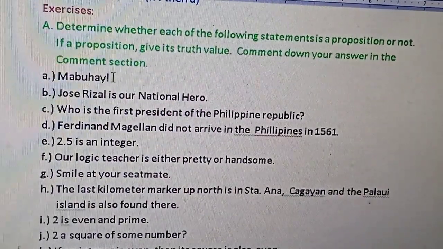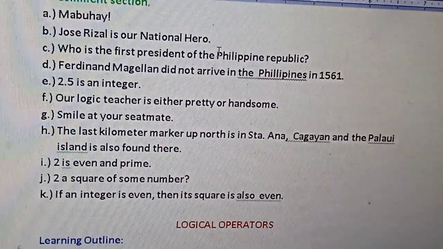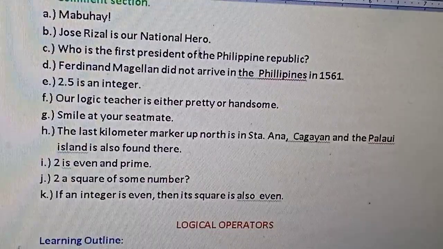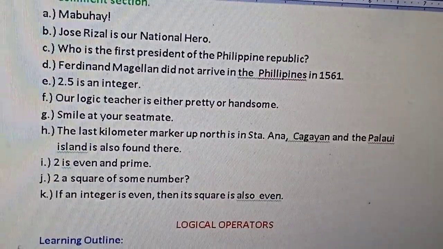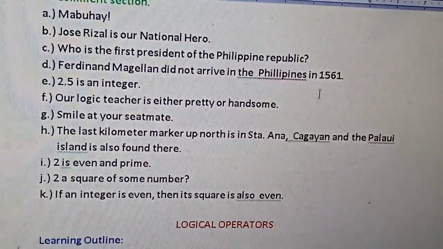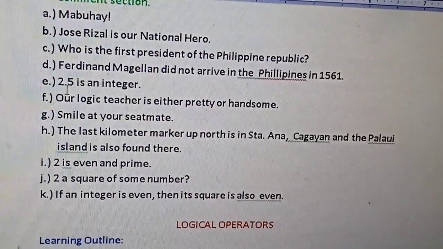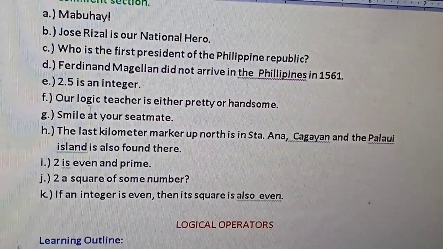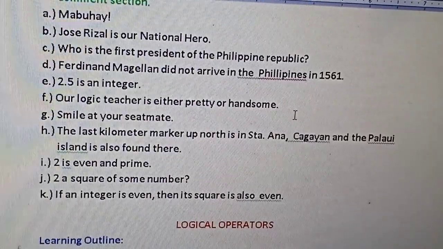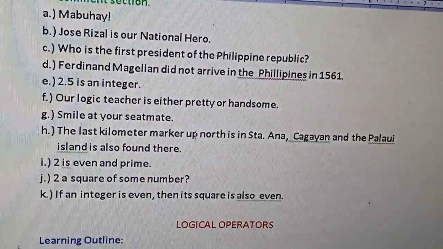Letter A, mabuhay. Letter B, Jose Rizal is our national hero. Letter C, who is the first president of the Philippine Republic? Letter D, Ferdinand Magellan did not arrive in the Philippines in 1561. Letter E, 2.5 is an integer. Letter F, our logic teacher is either pretty or handsome. Letter G, smile at your seatmate.